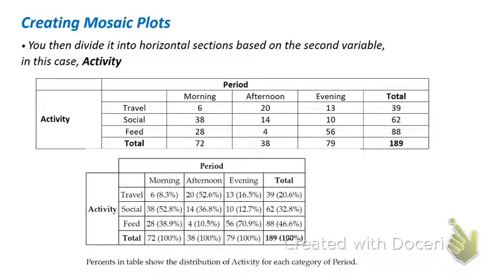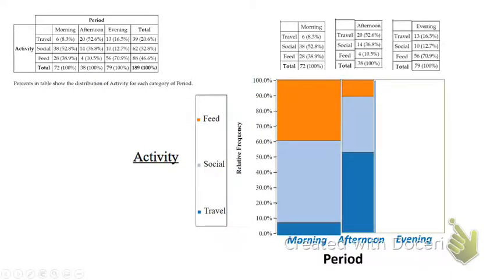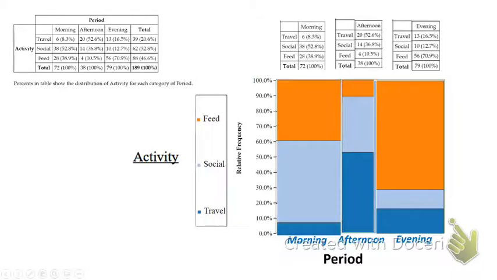So we find these subtotals. For morning, we've got 6 out of 72 of the activities recorded were travel, 38 out of 72 were social, 28 out of 72 were feeding. So we find those subtotals and then turn those into percentages. And that tells us how high to make each of the stacked little rectangles in that bar. And then you basically just repeat that whole thing for each of the other bars, so the afternoon bar and the evening bar. And that is it. That is essentially how we end up making our mosaic plot.